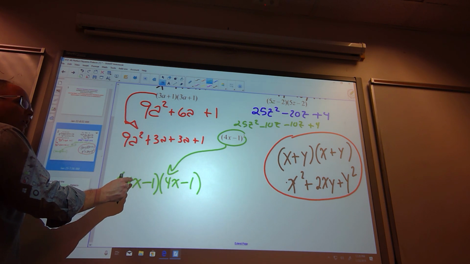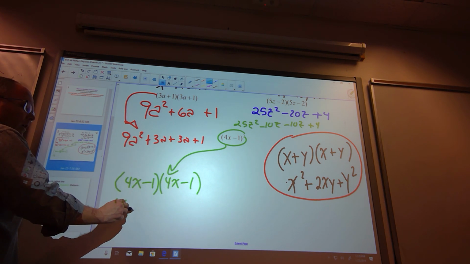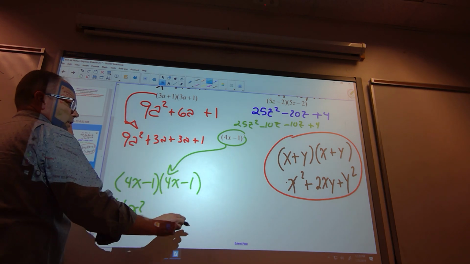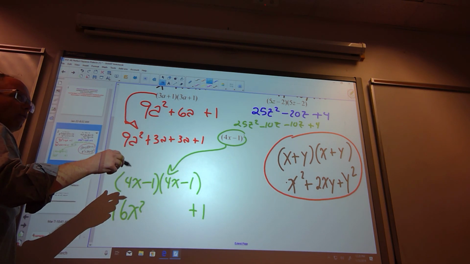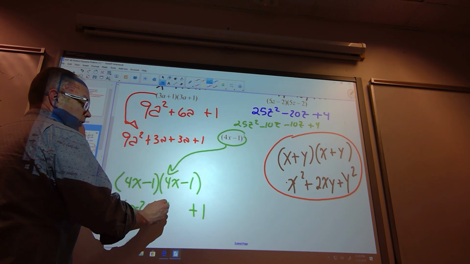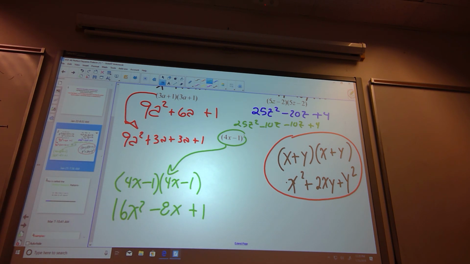So let's see the shortcut here. 4x times 4x is 16x squared. Minus 1 times minus 1 is positive 1. Negative 1 times 4 is negative 4x. Negative 4x doubled is negative 8x. That should be the answer.